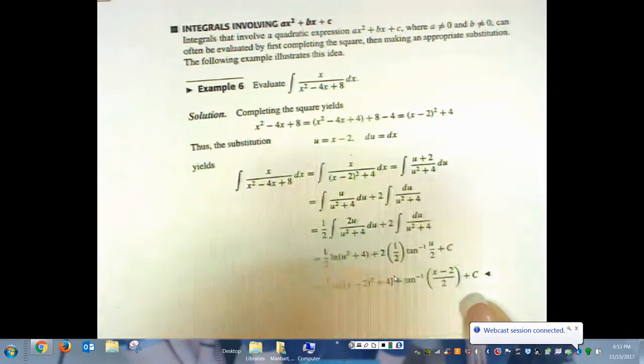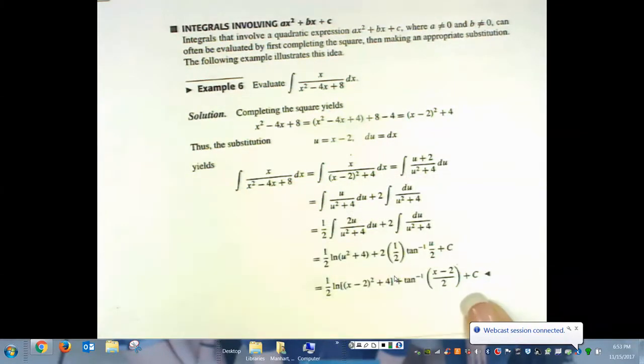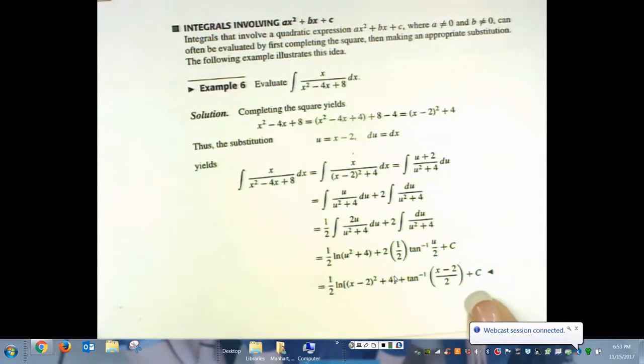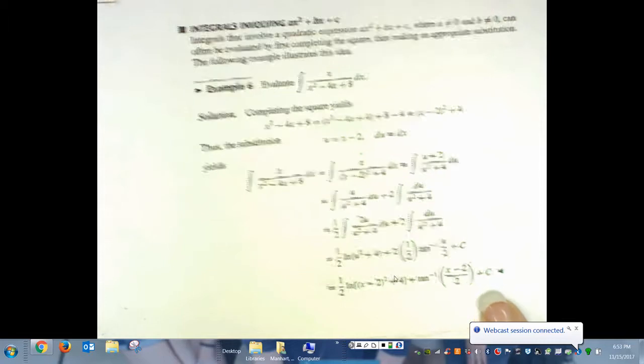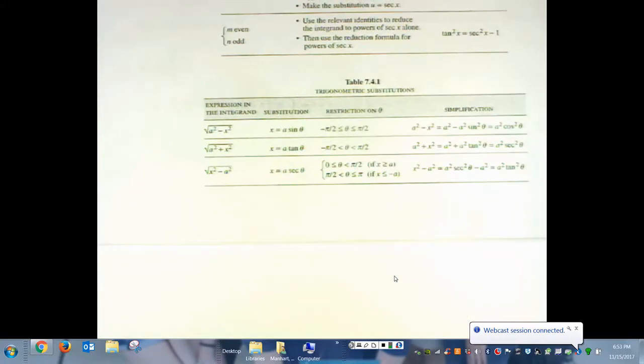So we did completion of the square. We did a regular u sub. We did not do a trig sub from the table. Other times we may complete the square and we may need to do a trig sub from the table. So there's all different kinds of problems. I'm going to show you more examples that are different from the ones that I showed you in class.